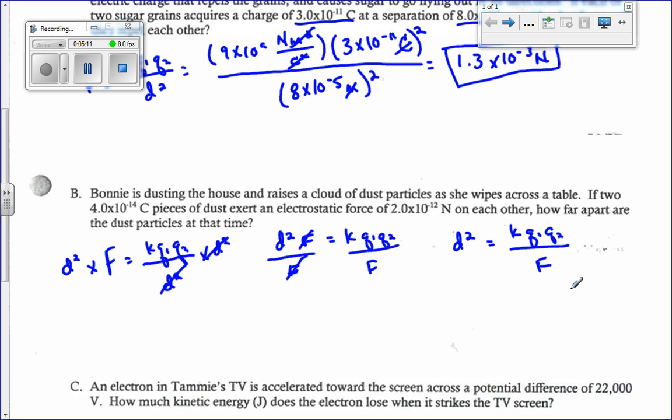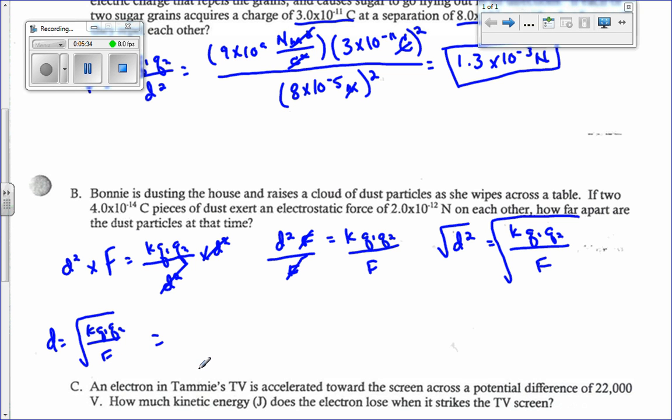What now? Take the square root of D. Good. Whatever we do to one side, we have to do the other. Take the square root of the whole fraction. So D is given by the square root of K Q1 Q2 over F.